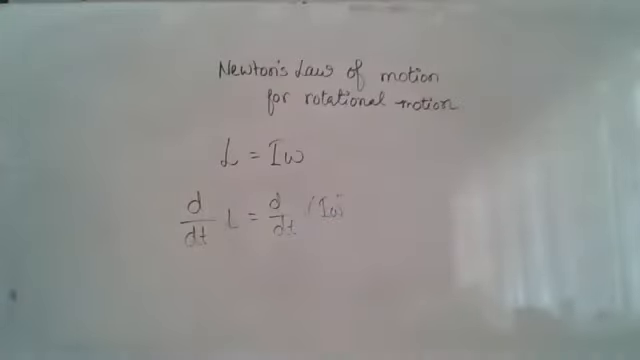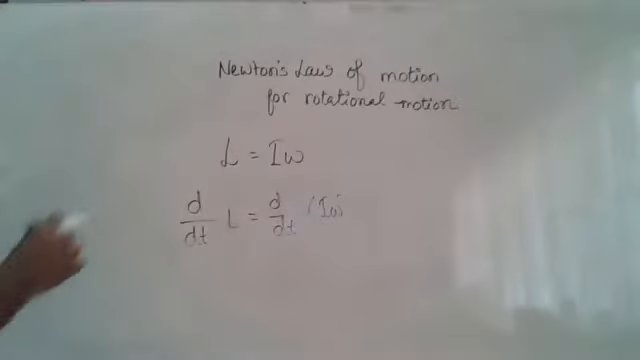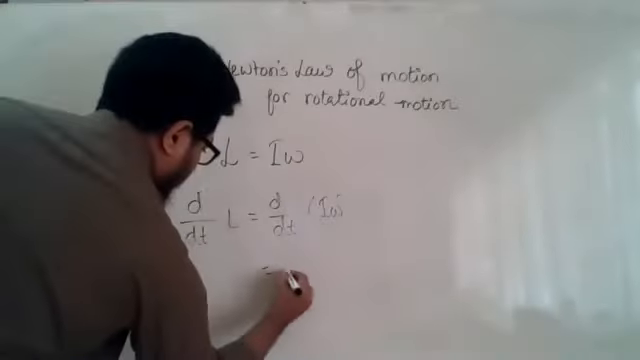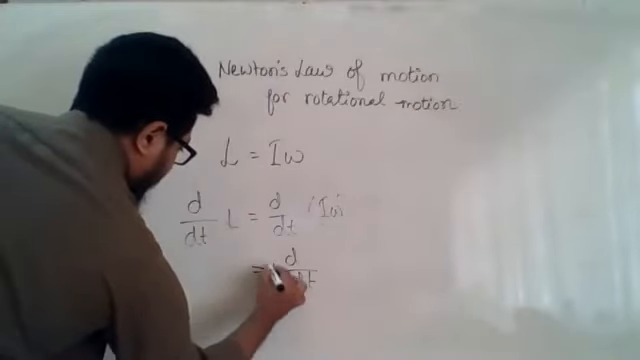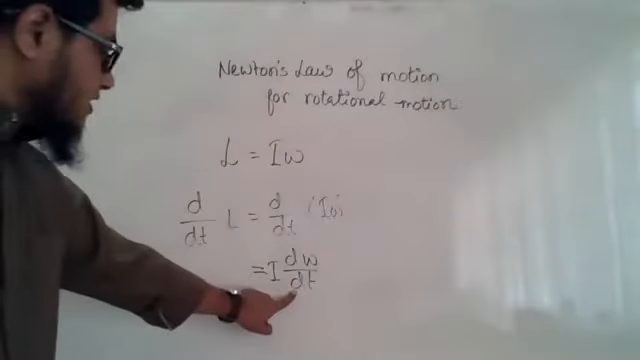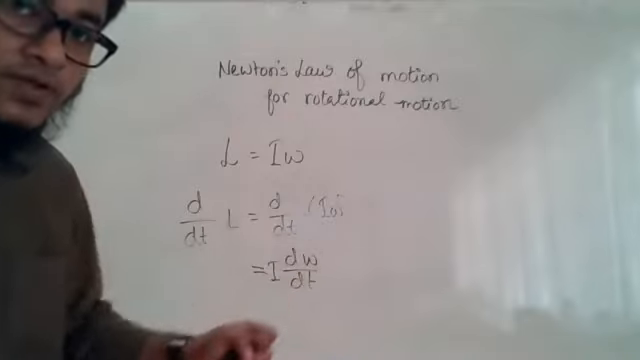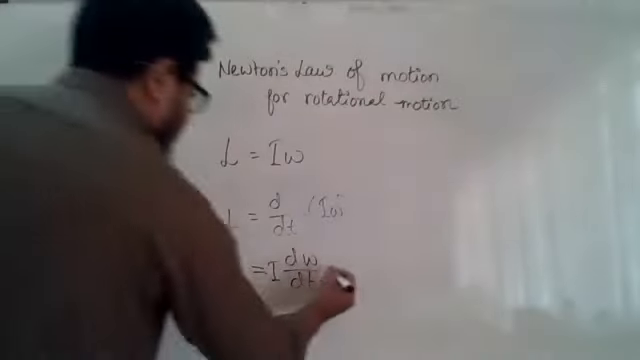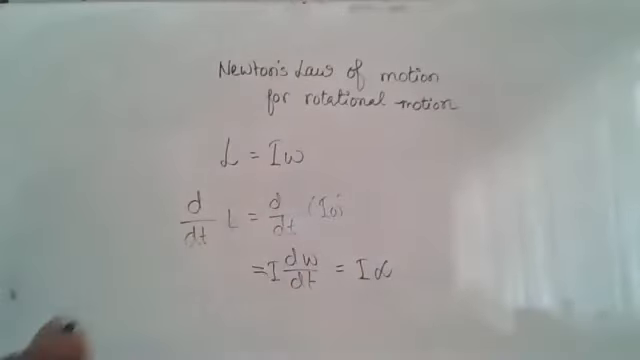If you remember, here I is going to be constant, so it will come out, and then it will be I d omega by dt. Now omega is angular velocity, so d/dt means the rate of change of angular velocity, which is angular acceleration. That is I alpha. I is there, and d omega by dt becomes alpha.